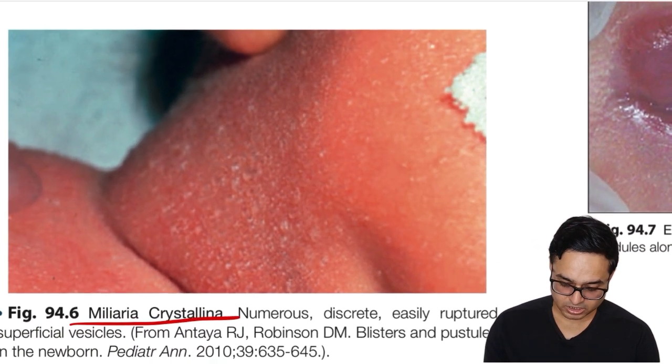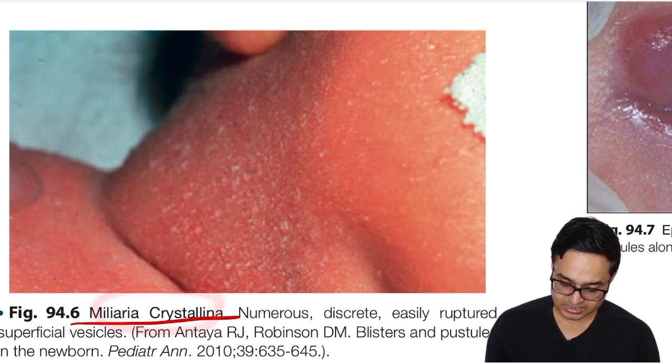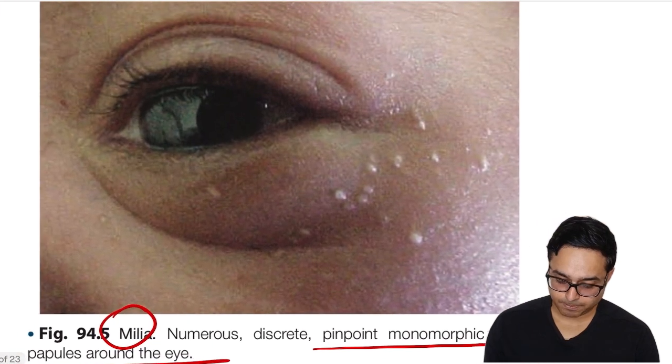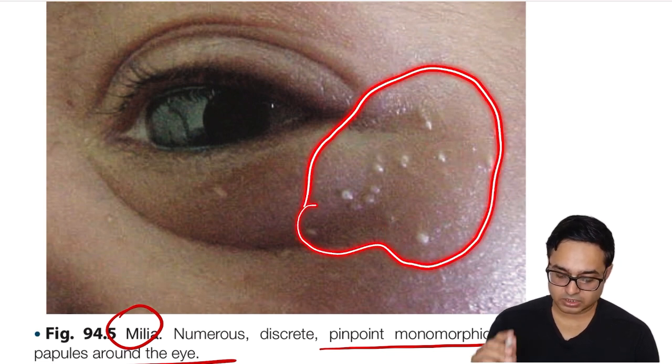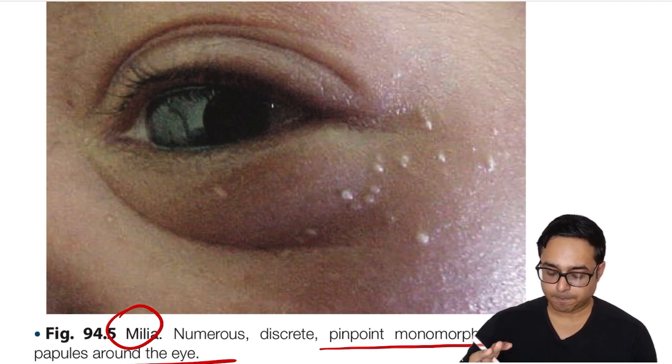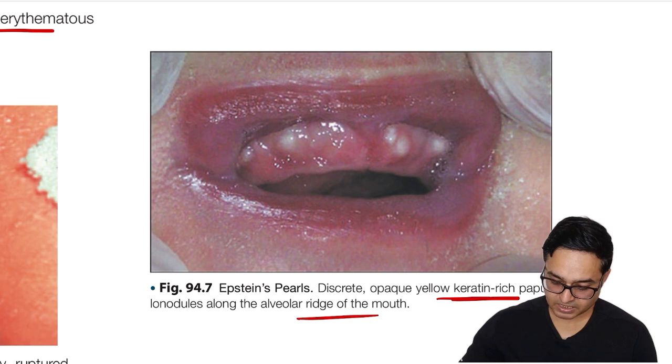Okay, this condition is miliaria crystallina. In this condition there are many discrete, easily ruptured superficial vesicles. If this is found, it is miliaria crystallina. Okay, this condition is milia. You are able to see numerous, discrete, pinpoint, monomorphic white papules around the eye. So this image you have to remember. This is milia. Okay, these are Epstein pearls: discrete, opaque, white, keratin-rich papular nodules along the alveolar ridge of the mouth.